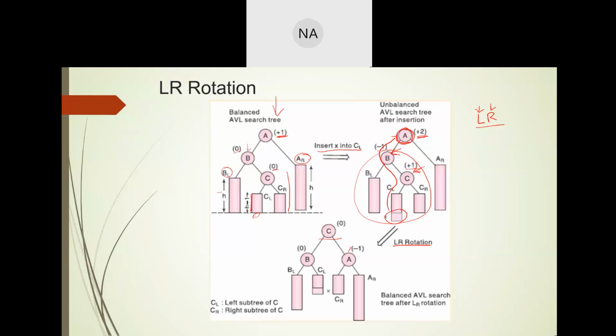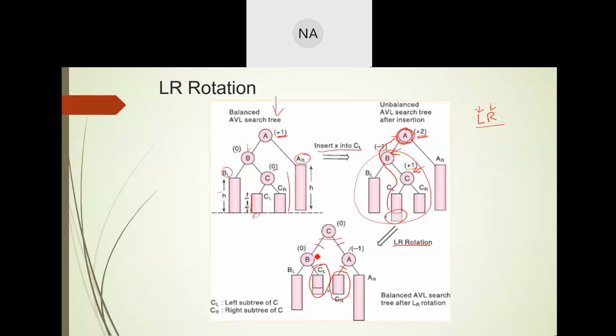The CL, that is the left subtree of node C, will be made the right subtree of node B, and the right subtree of node C, CR, will be made the left subtree of node A. So basically you have to adjust these four edges.